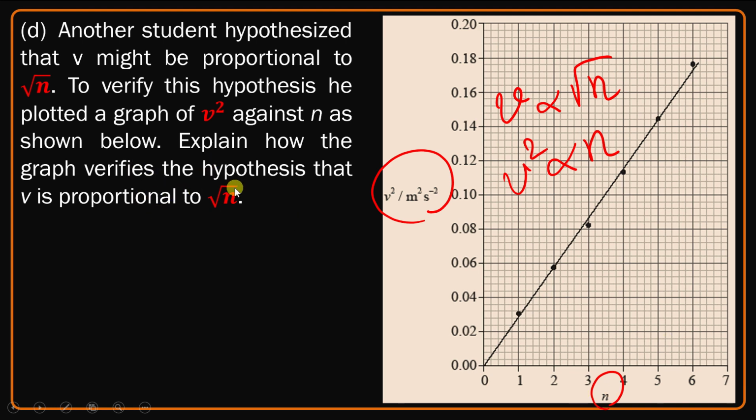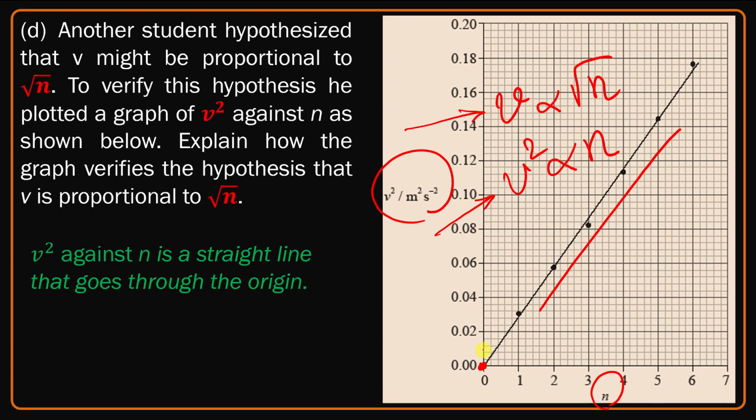Explain how the graph verifies the hypothesis that v is proportional to the square root of n. If v is proportional to the square root of n, v squared must be proportional to n. So v squared against n must be a line. It is a line, and it goes through the origin. So it has two conditions: v squared against n is a straight line that goes through the origin.